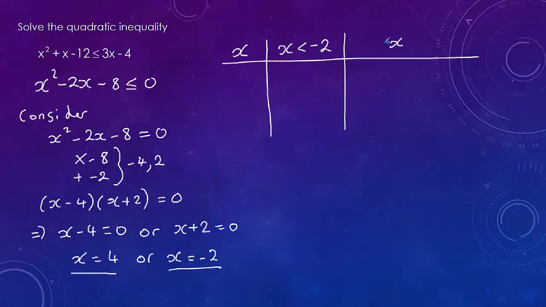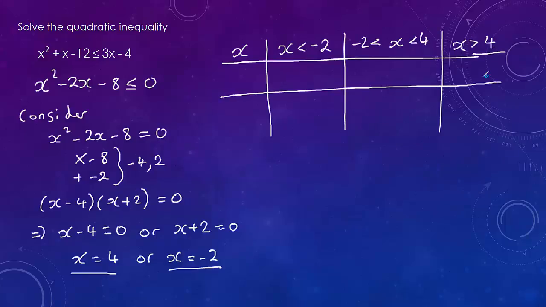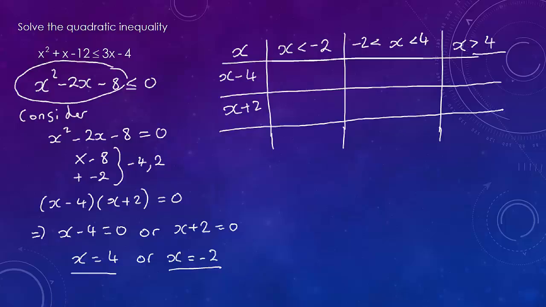We'd want to look in between, so in between negative 2 and 4, and what happens to the right of 4. And the two functions that make this up are x minus 4 and x plus 2, and we multiply them together. You could do this in one step just by looking at the quadratic that we have here and seeing what happens to that. So if we take a value less than negative 2, like negative 3, this one would be negative, this one would be negative, and since we're multiplying them, the result would be negative.